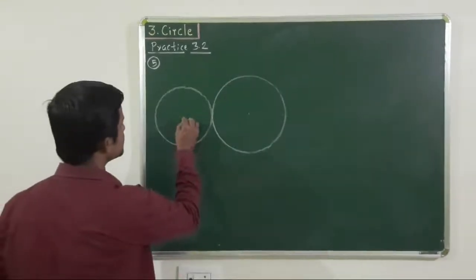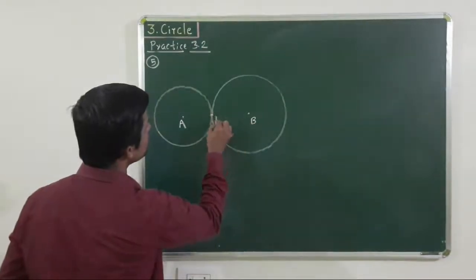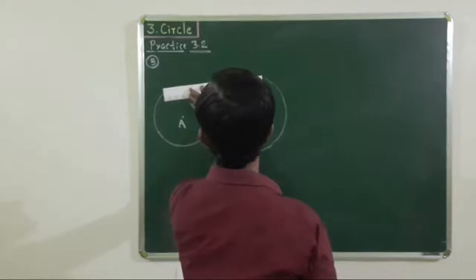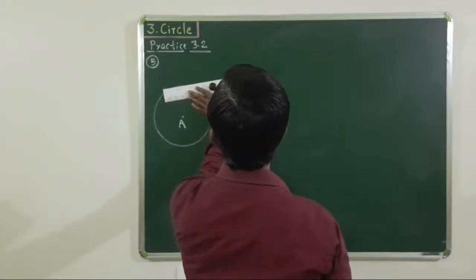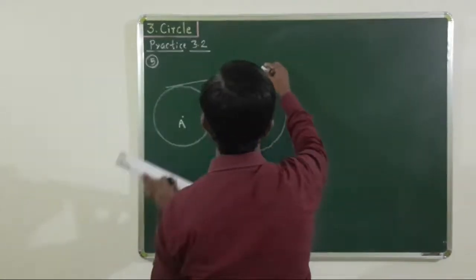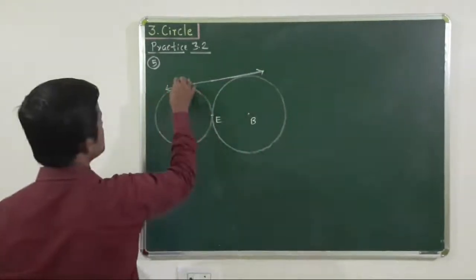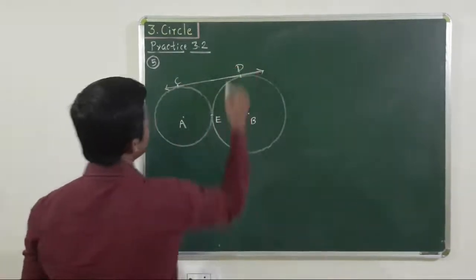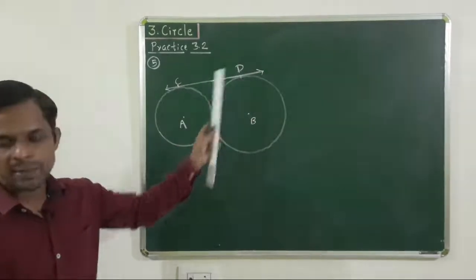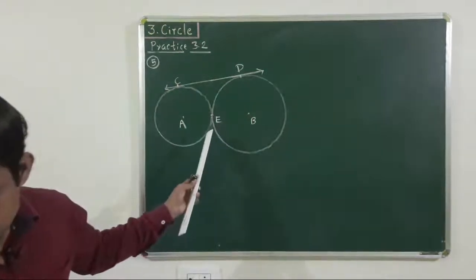There are circles with centers A and B which touch each other at point E. There is one common tangent to these circles, line CD, which touches the smaller circle, or first circle, at point C and the second circle at point D. Line CD is a common tangent to both circles. And these two circles touch each other at point E.